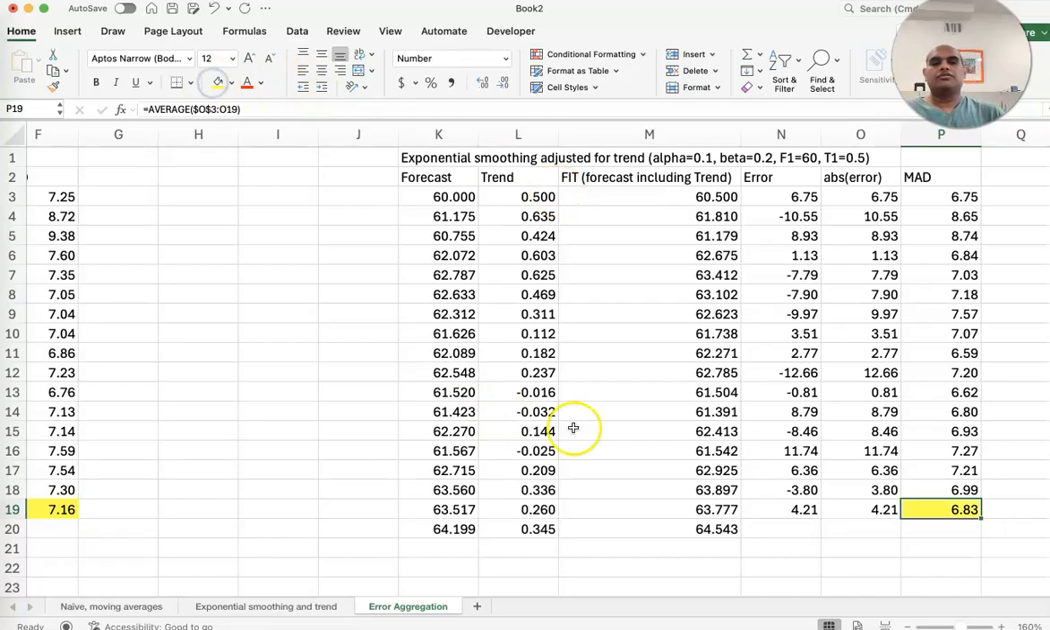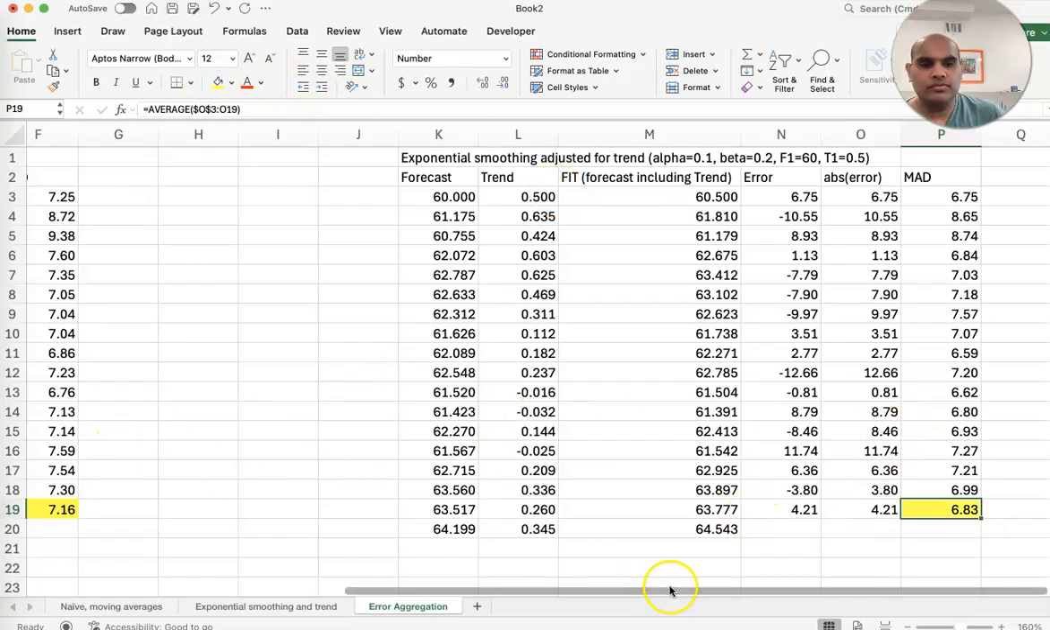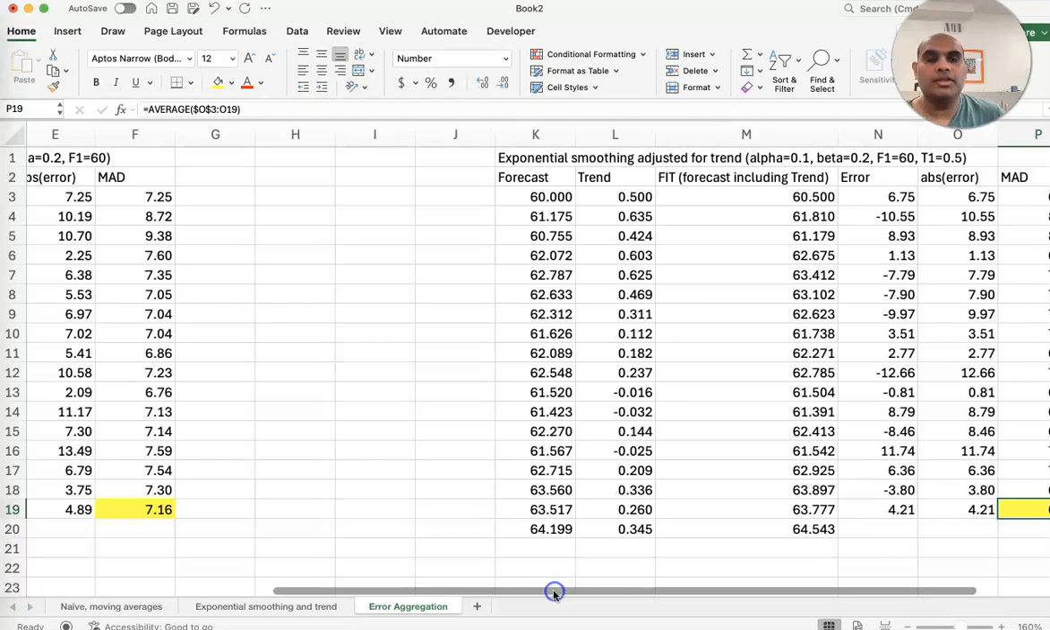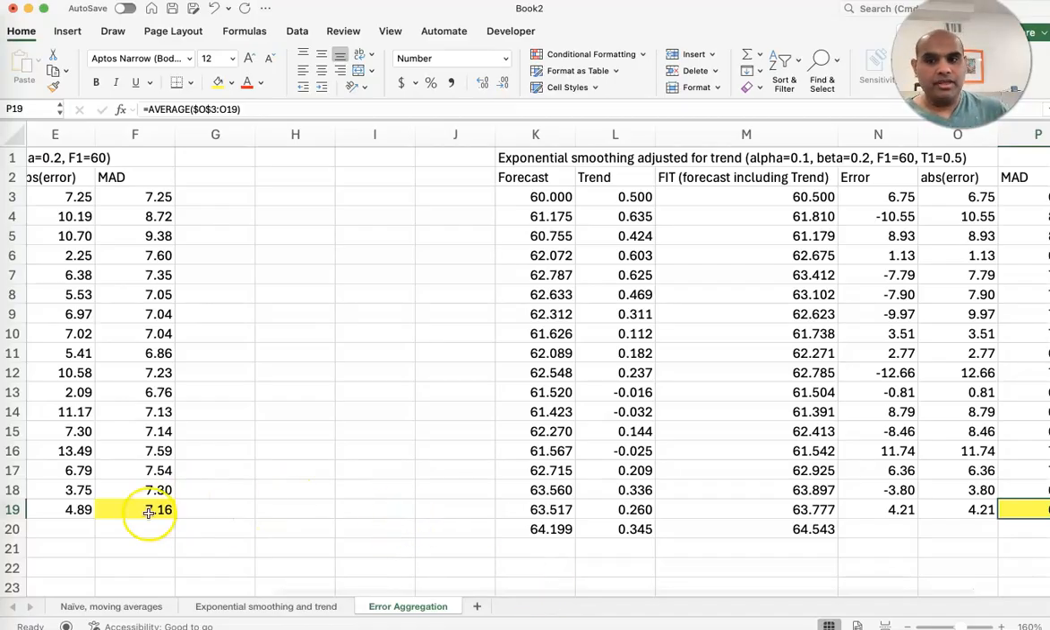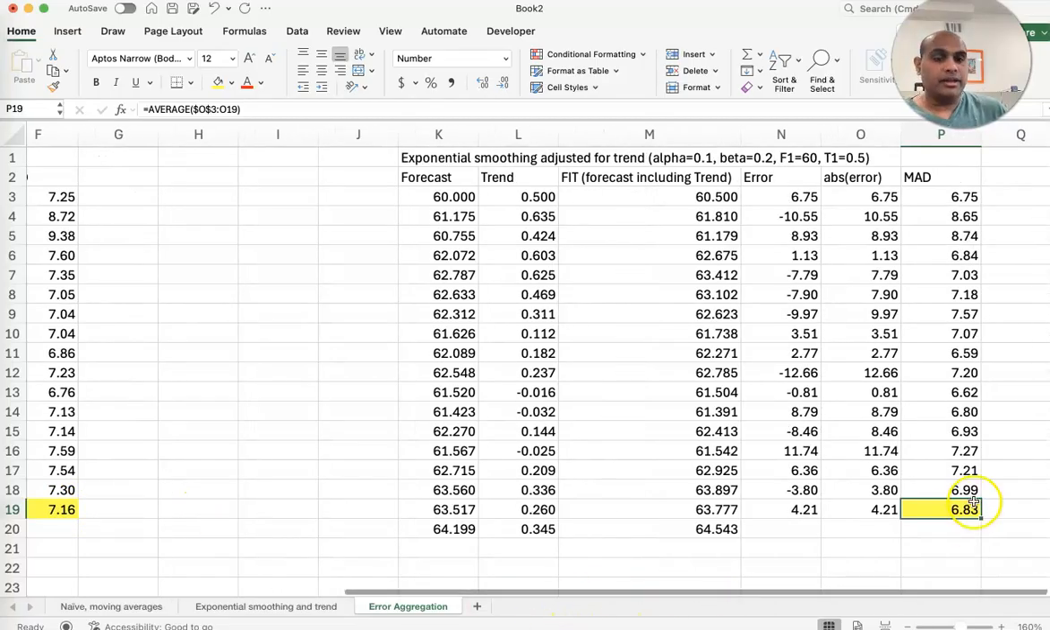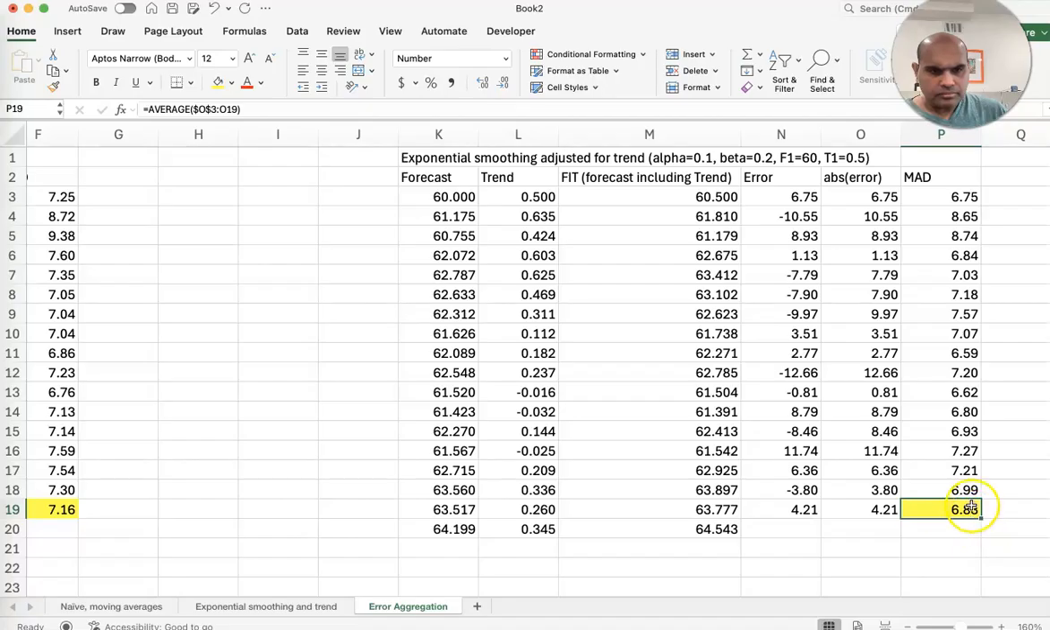Now, if I were to choose between these two methods, you have to pick a single error aggregate to make your decision. So let's say that I use MAD to make my decision. Then I say that the MAD for the first method is 7.16, while the MAD for the second method is 6.83. So on average, the second method has lower errors. So I'm going to pick the second method. So going with exponential smoothing with a trend adjustment would be better when you're just comparing these two methods.